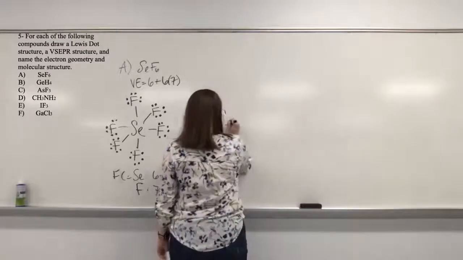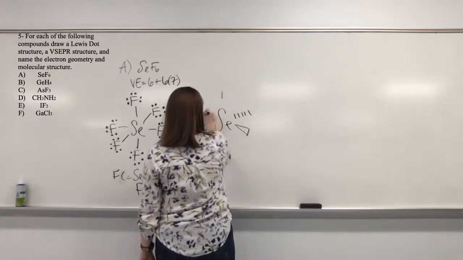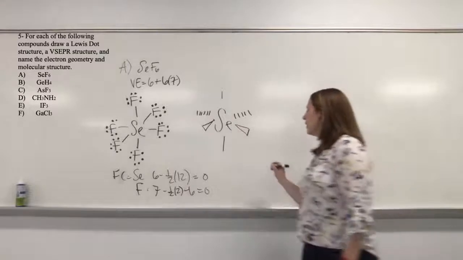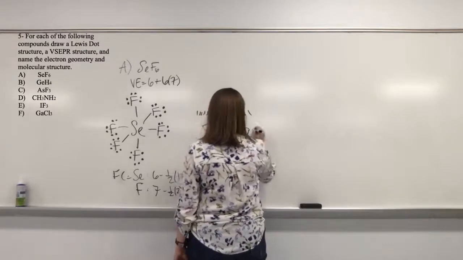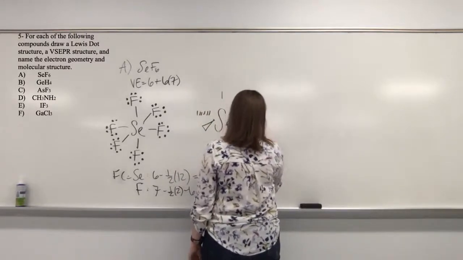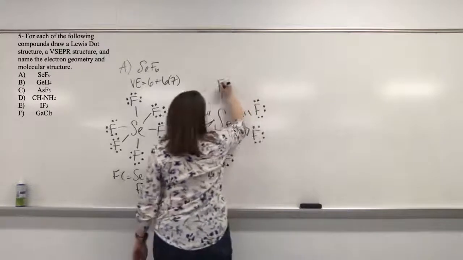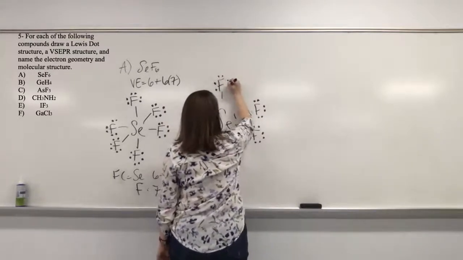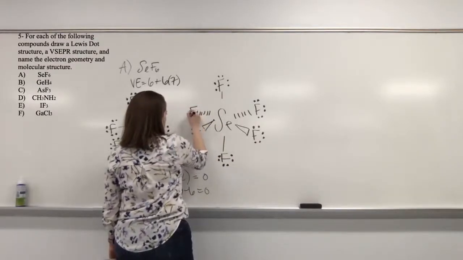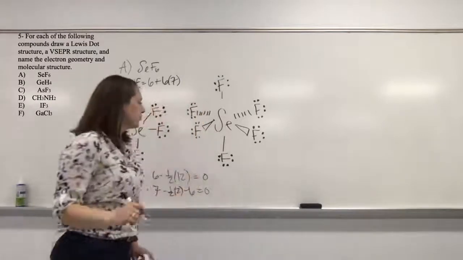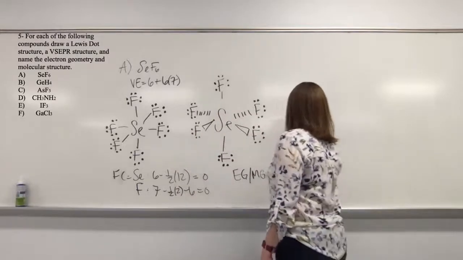So we have selenium. An octahedral looks like this. And so now we have our base structure. We can add our fluorines. All of our fluorines come with their lone pairs. And we show the different wedges and dashes. And so for this structure, both the electron geometry and the molecular geometry are octahedral.